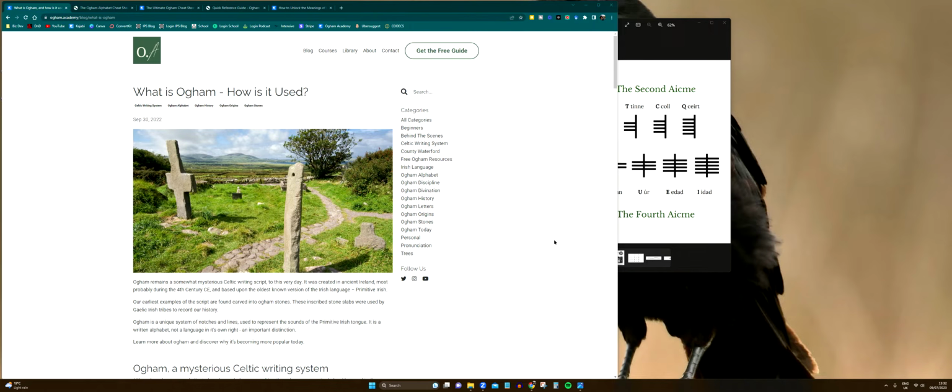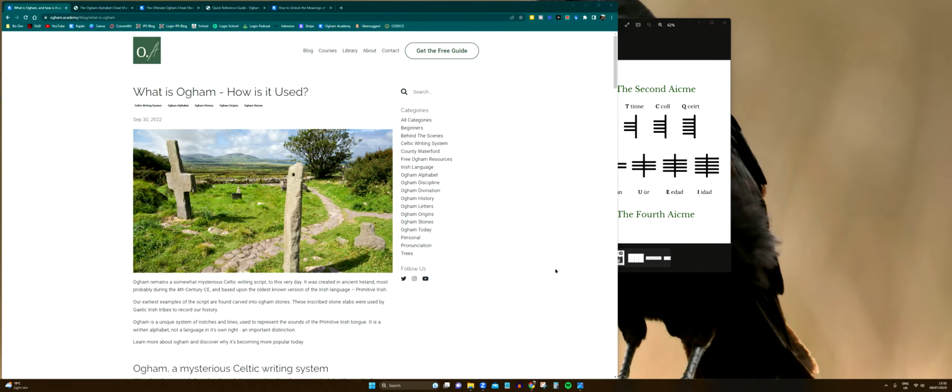Our earliest examples of the script are found carved into Ogham stones. These inscribed stone slabs were used by Gaelic Irish tribes to record our history. You can see an example of one of those on the screen where the Ogham is carved along the edge of the stone.